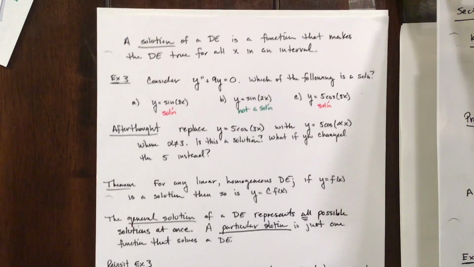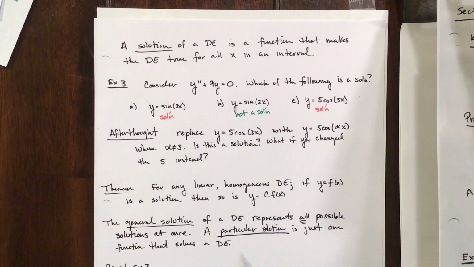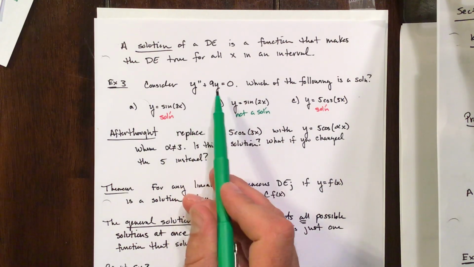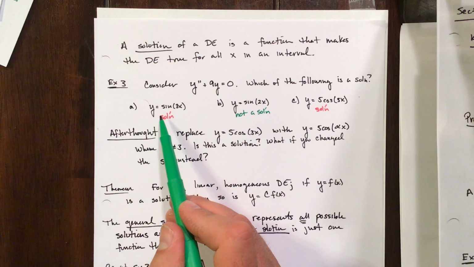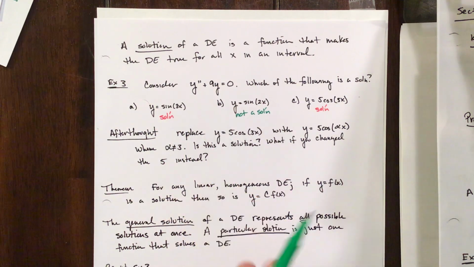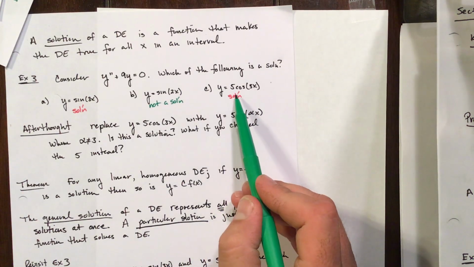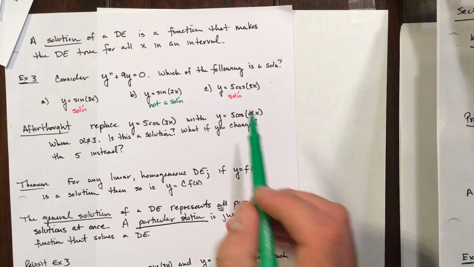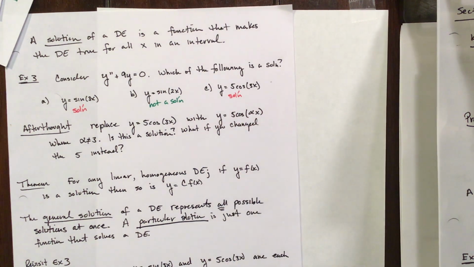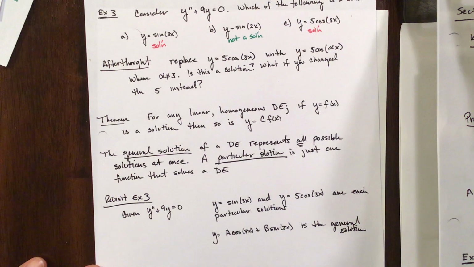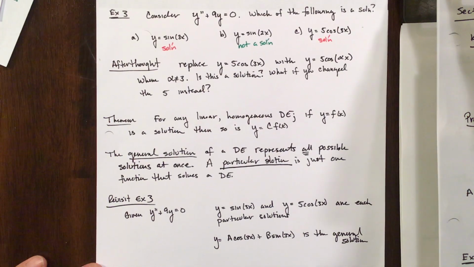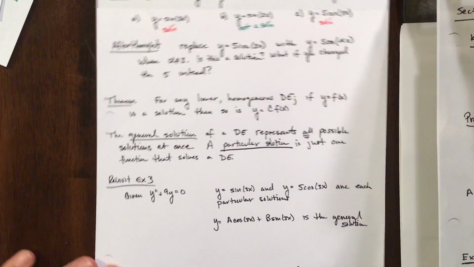So that means, in the example that we just did, not only is sine 3x a solution, but so is 2 sine 3x, and 3 sine 3x, and 5 sine 3x. And the same thing here, 15 cosine 3x is a solution. 45 cosine 3x is a solution. So that's a nice little theorem to keep in mind as we go forward.